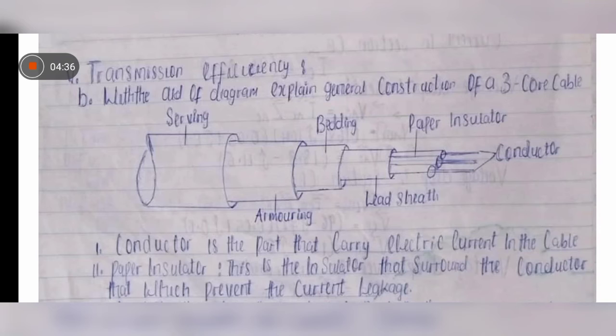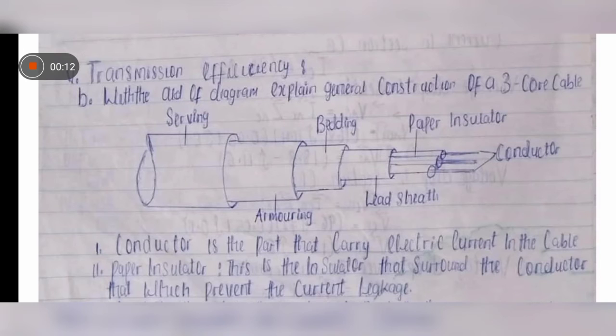Explain the general construction of a three-core cable. Now, for a three-core cable, we have the conductor, paper insulator, lead sheath, bedding, armoring, serving. Now, the conductor is the wire there, the real wire in the diagram. People do mistake that metal ring there. The actual metal there is the one that passes the current from one place to the other, and it is called the conductor.